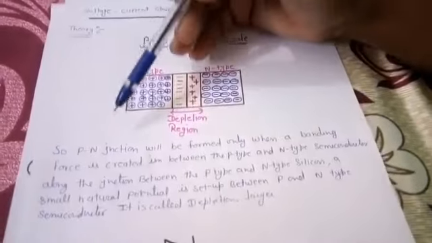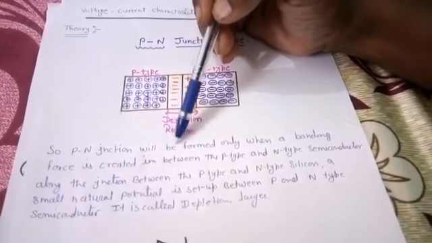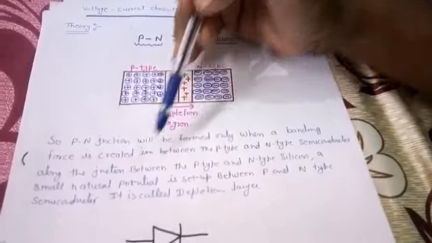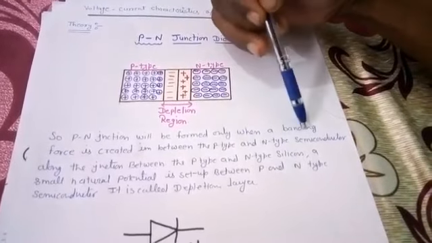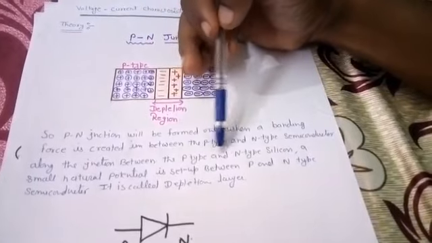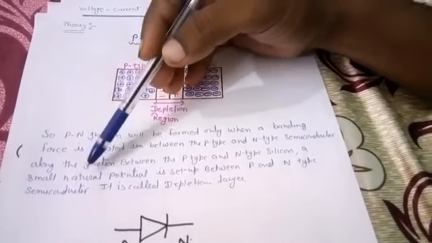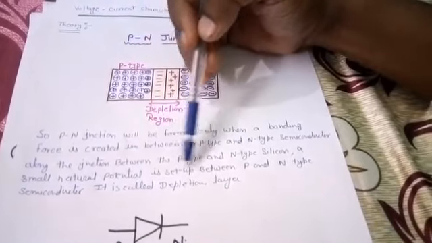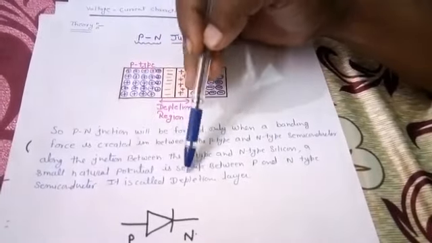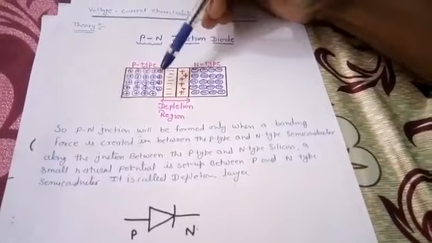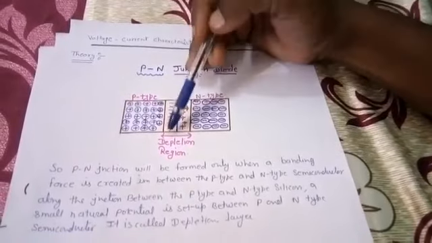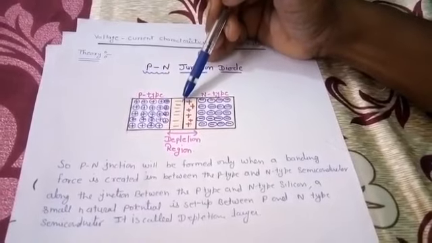So a PN junction will be formed only when a bonding force is created between the p-type and n-type semiconductor. Along the junction between the p and n-type silicon, a small neutral potential is set up between the p and n-type semiconductor. It is called the depletion layer. You can see in the structure that this is the p-type and this is the n-type. There is a depletion region.